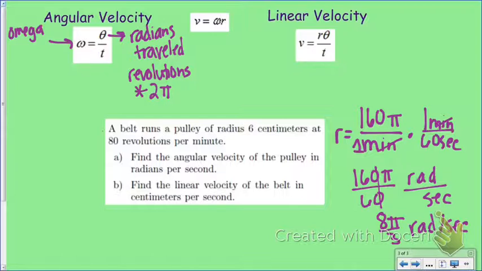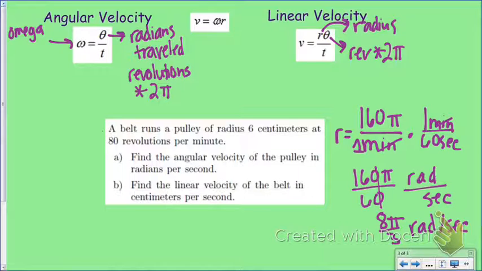The last one on here is linear velocity. What linear velocity is going to do is it's still going to be traveling in a circle, but it's going to take a specific point on that circle. So this is when the radius is actually going to factor in. So in order to find linear velocity, I'm basically going to do the radius times the distance traveled. The theta value is still going to be my revolutions times 2 pi, because that's the total distance in radians traveled.